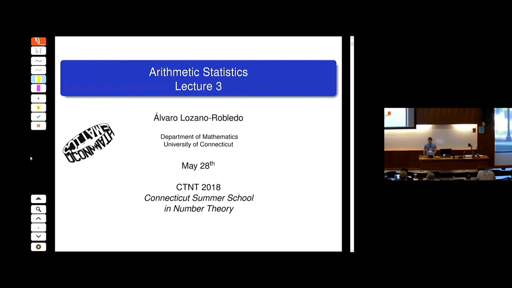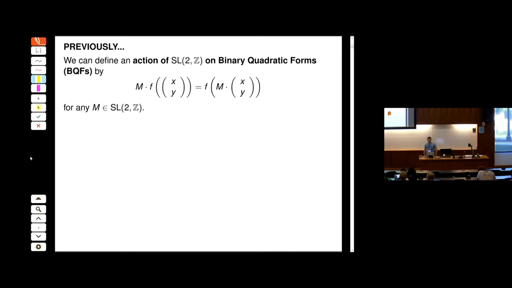So last time, previously in arithmetic statistics, we were trying to classify binary quadratic forms according to what primes they represent. You can do the same to represent numbers in general, but primes was good enough for us. To do that, we took all the binary quadratic forms and lined them up in families according to their SL2Z orbit. A couple of questions came up, and I just wanted to clarify two things.